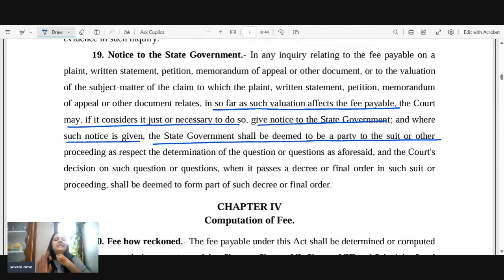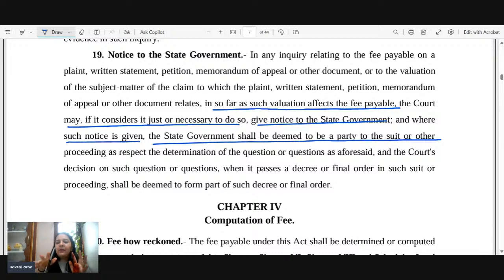See, basically it simply says that whenever there is an inquiry whether a particular property is correctly valued or not, the notice of that valuation can be given to the state government also. Court can give notice to the state government. In that case, the state government will become a party to that suit. The state government will appear before the court and answer the question whether it is properly valued or not. That's it. Okay, this is notice to state government.